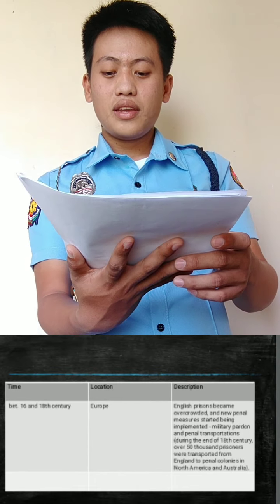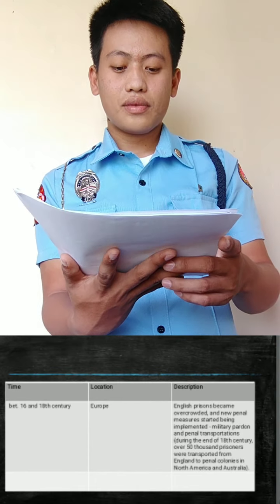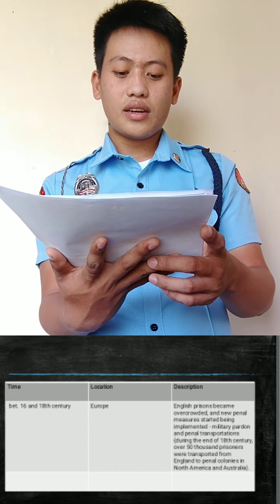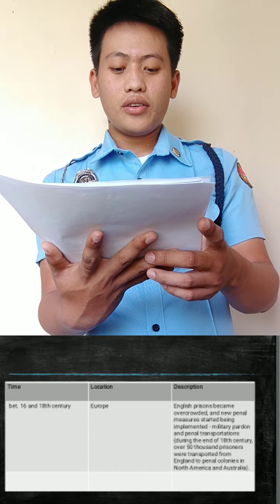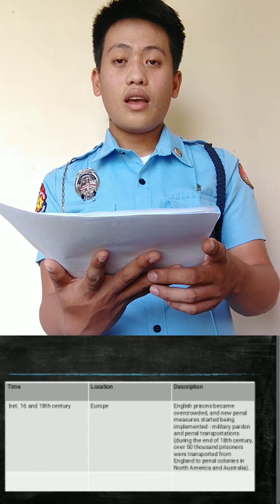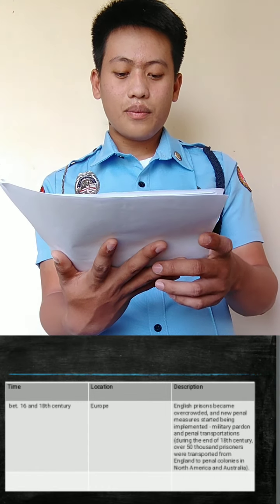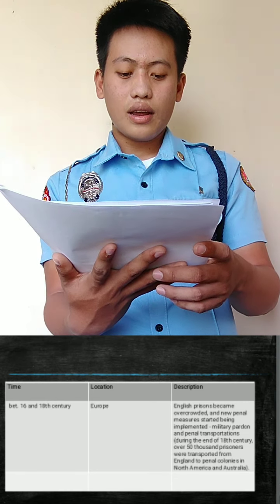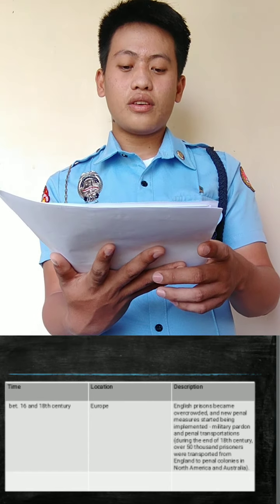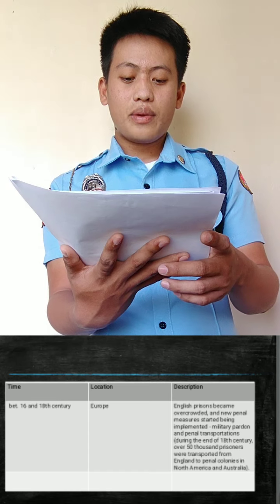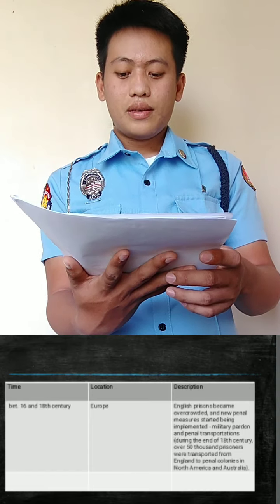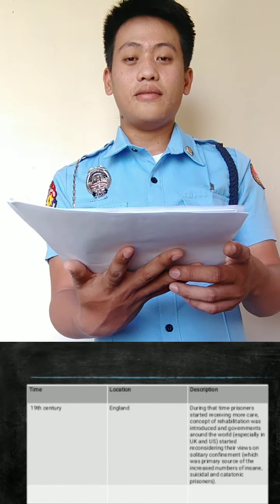So next, between the 16th and 18th century in Europe, English prisons became overcrowded and new penal measures started being implemented. During the end of the 18th century, over 50,000 prisoners were transported from England to penal colonies in North America and Australia. So English prisoners were being transported because of overcrowding.